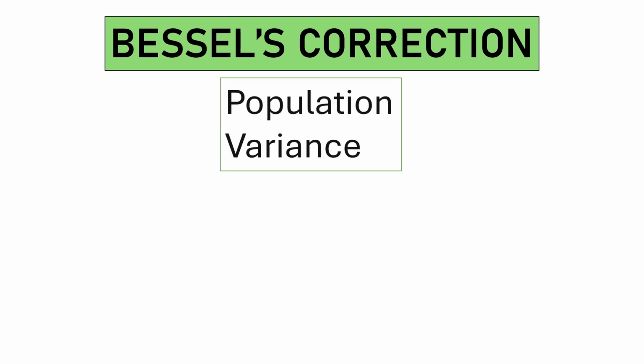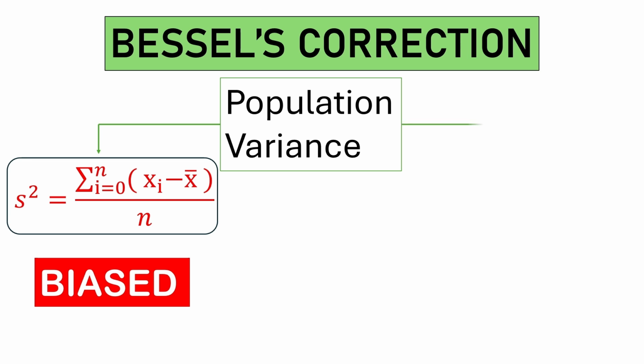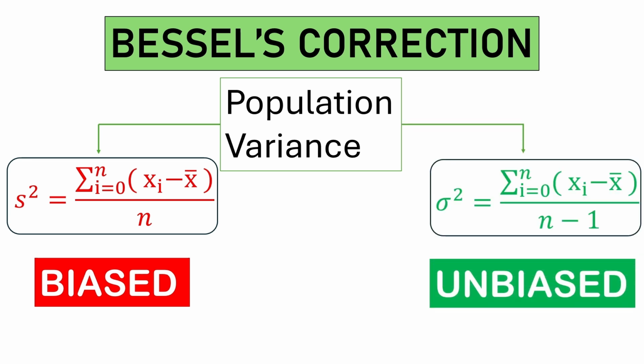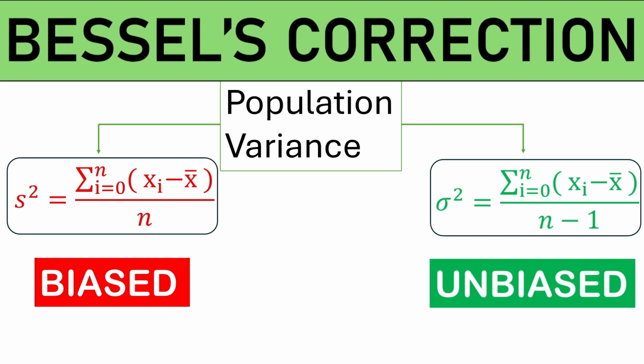Why does estimating population variance using this formula lead to a biased estimate, whereas this formula leads to an unbiased estimate? And what is Bessel's correction here? So we'll understand this in the next few minutes. Before this, first understand what a population and a sample are.